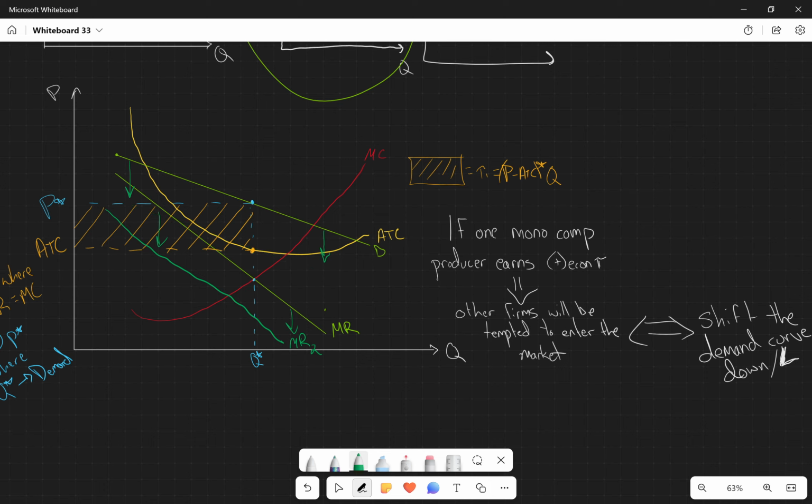Actually, I'm going to draw this a little bit better. Apparently that was not better. Okay, hold on. That one. Okay, that makes sense. So this one.